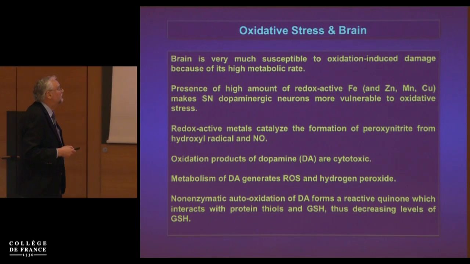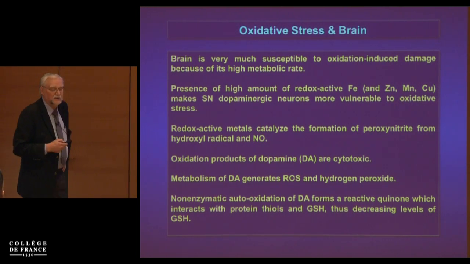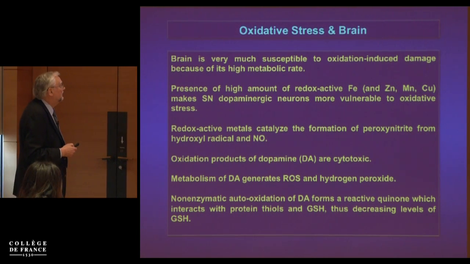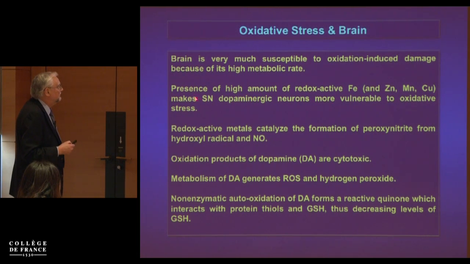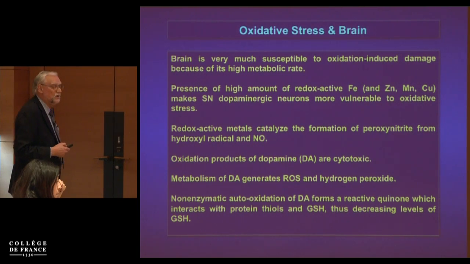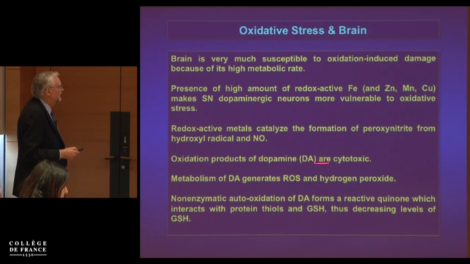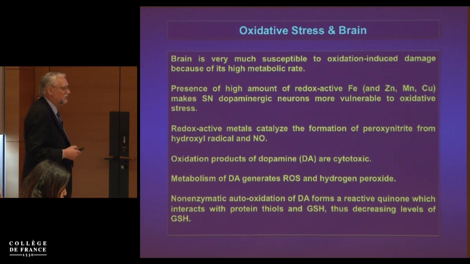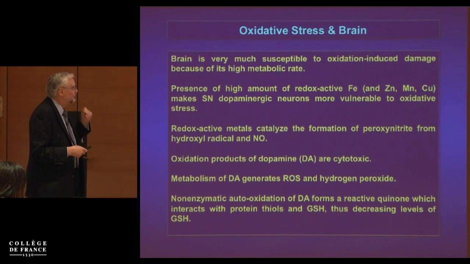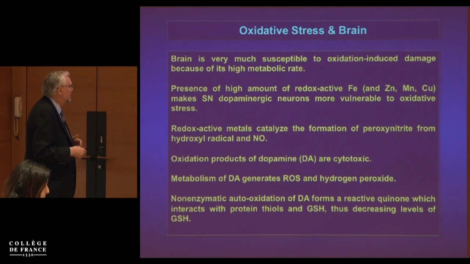So this brings me to oxidative stress and the brain. The brain is highly susceptible to oxidative damage. It has a high metabolic rate. 20% of oxygen consumption occurs in the brain. There are metals there, particularly in these neurons. NO comes into play, and these I've already mentioned here. And the metabolism of dopamine can generate reactive oxygen species and even hydrogen peroxide. And together with metals, you can generate hydroxyl radicals, which are truly damaging.